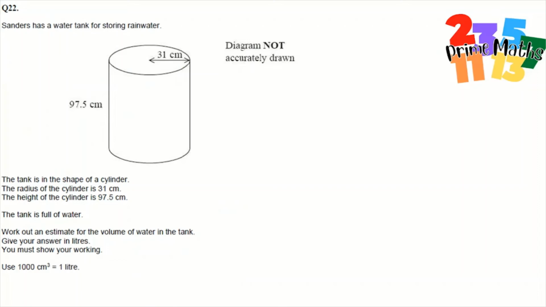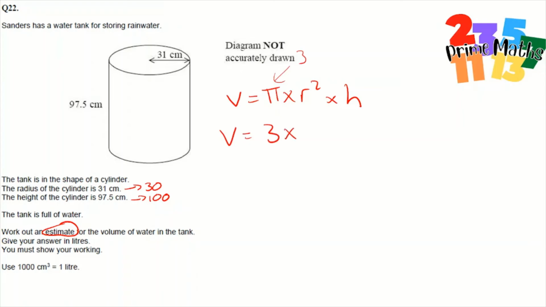Question 22 is an estimate question. When we see estimate, we're going to round. So we can round the radius of the cylinder to 30. We can round the height of the cylinder to 100. And we want to work out an estimate for the volume. Volume is pi times the radius squared times the height. We can round pi as well to 3. So to work out the volume, we're going to do 3 multiplied by the radius squared multiplied by the height.